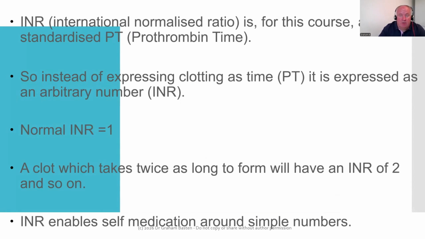So just in summary then, for this section, we've said that INR is actually a standardized PT. So instead of expressing clotting as seconds, which gets a bit confusing when you say it's 12 seconds or 18 seconds, let's just convert that into one. So an INR of 1 means your blood takes the normal amount of time to clot. And if your INR is 2, then your blood takes twice as long to clot.